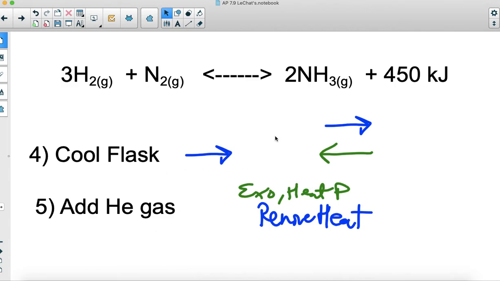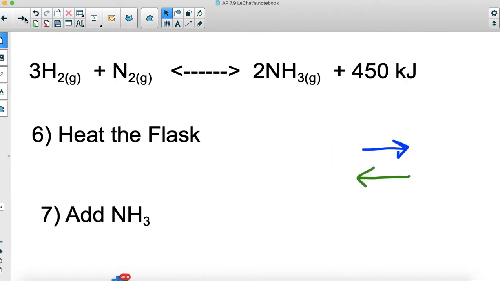Adding helium gas will cause it to go backward and forward and have no net effect, because helium is not in this reaction, and none of these things are going to react with helium.